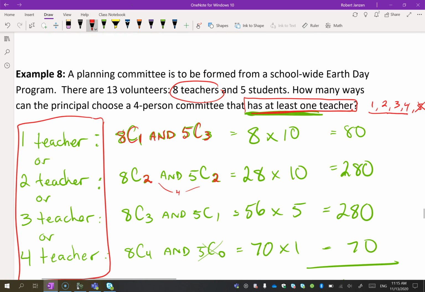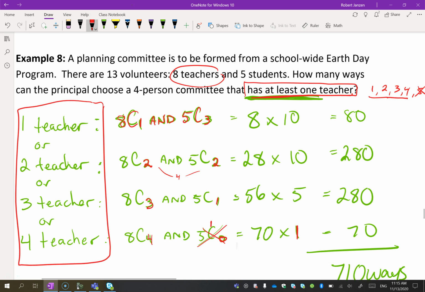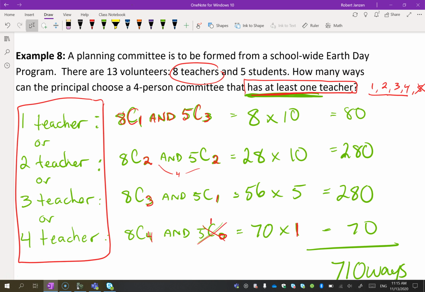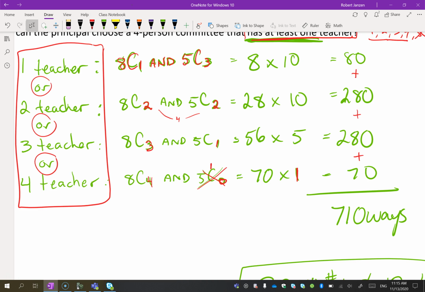Alright, and then if we wanted to go 3 teachers, 3 and 1. And 4 teachers, 4 and 0. Now, you don't need to do this, 5 choose 0, because this is just 1, and when you multiply by 1, it doesn't change anything. But it's nice just to keep that organization, doing it that way. Alright, and now if you notice that this is 1 teacher or 2 teachers or 3 or 4, we add up the amounts and you end up with 710 ways.